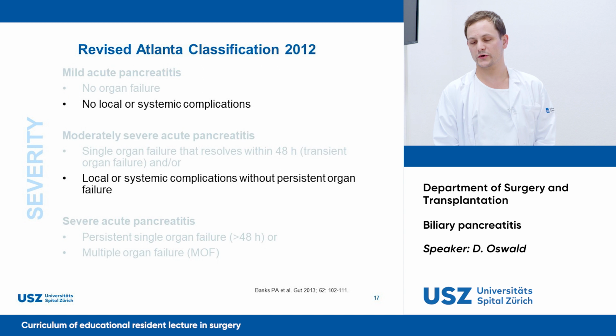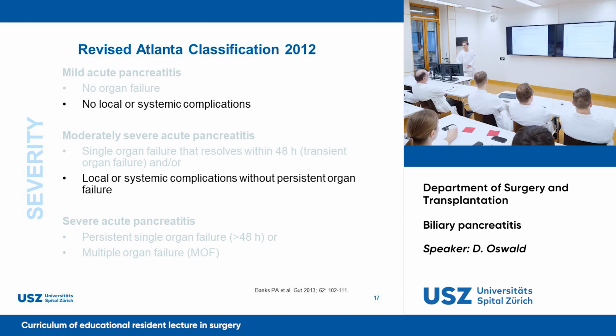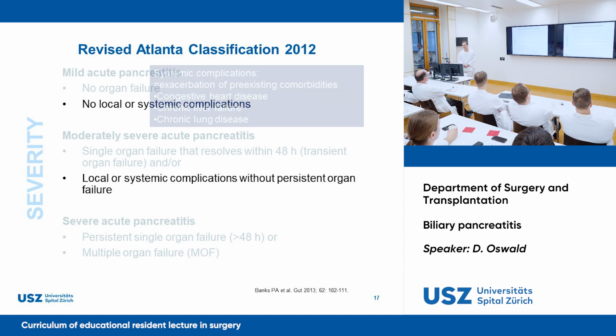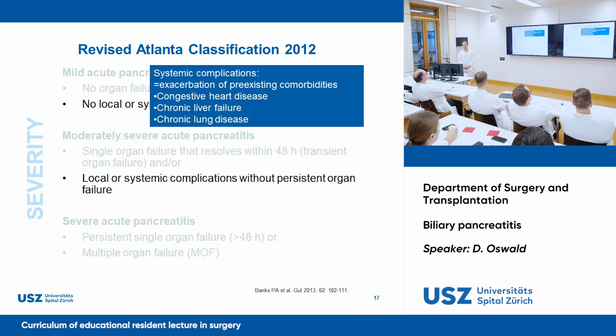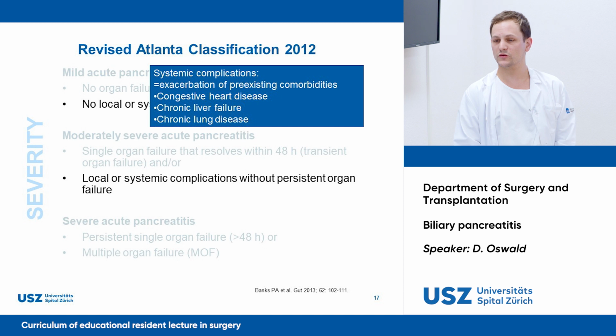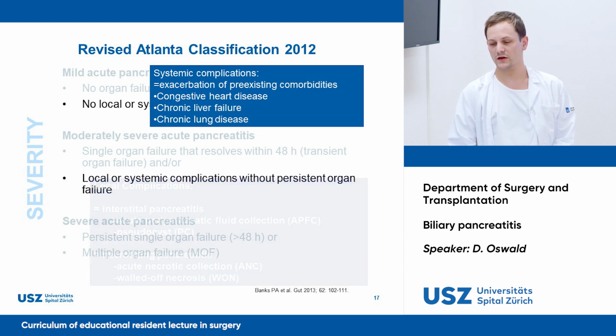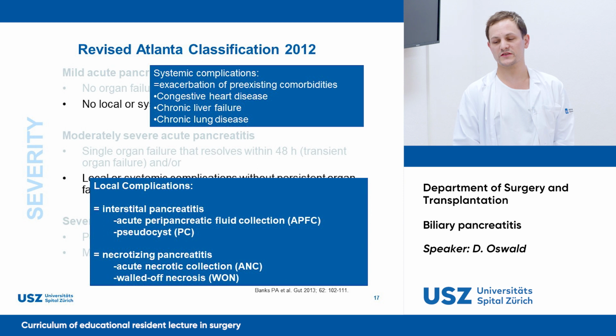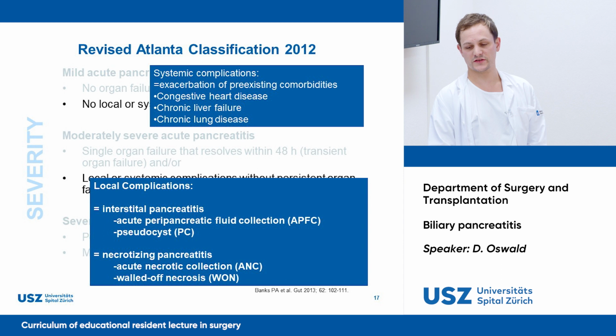If you take a look at the other points, these local and systemic complications, you can divide the mild from the moderately severe acute pancreatitis. According to the revised Atlanta classification, a systemic complication is defined as an exacerbation of an underlying comorbidity, such as congestive heart disease, chronic liver failure, or chronic lung disease. The local complications for the interstitial pancreatitis are an acute peripancreatic fluid collection or a pseudocyst, and for the necrotizing pancreatitis, an acute necrotic collection or a walled-off necrosis.